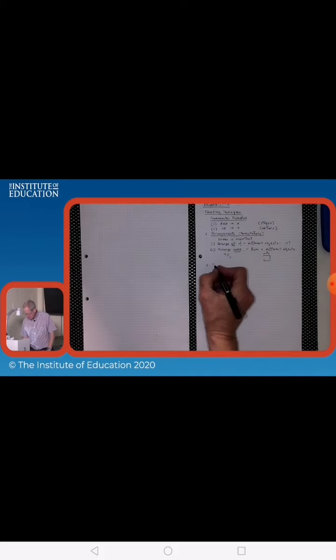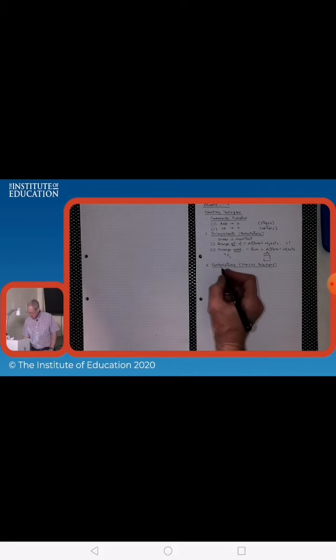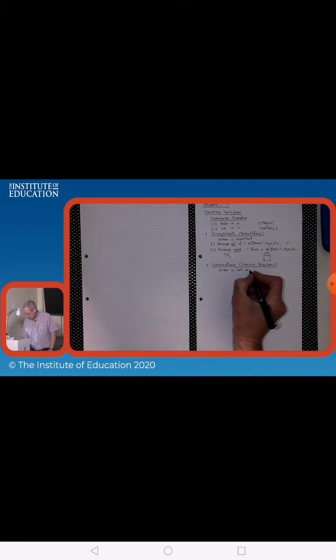Now, other names for combinations are choices or selections. And the big difference between these, the combinations and the arrangements, is that order does not matter. So order is not important. When we choose a number of objects, there is no idea of a first, a second, and so on.